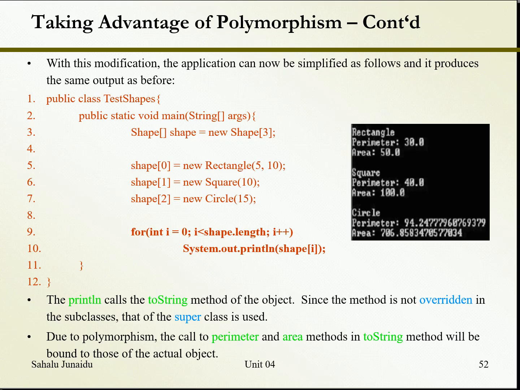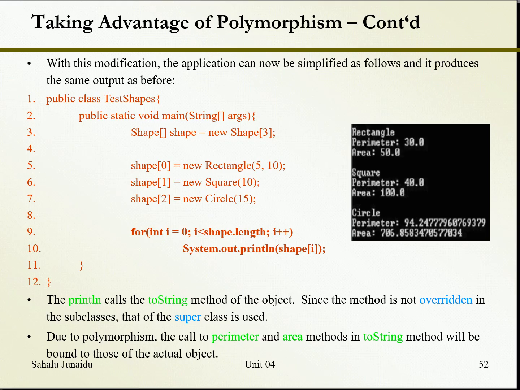So this print called the toString method of the object, and since the method is not overridden in the subclasses, that of the superclass is used. So you see now, if the method toString has not been overridden, then the method of the superclass will be used. But if the subclasses override the method of the superclass, and you call the toString method here, it is the method of the subclass that will be called, not the method of the superclass.